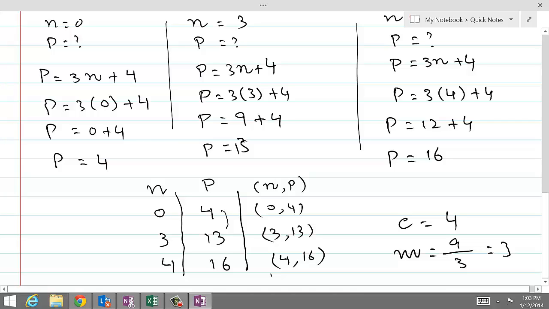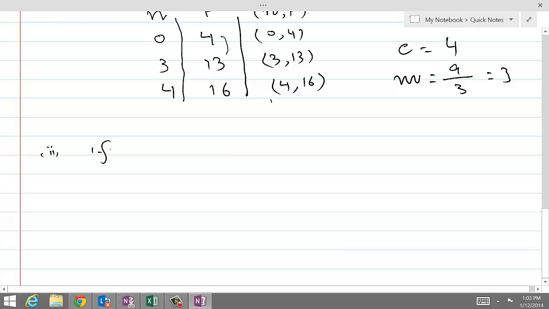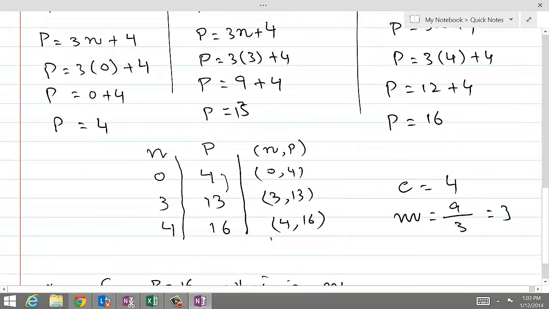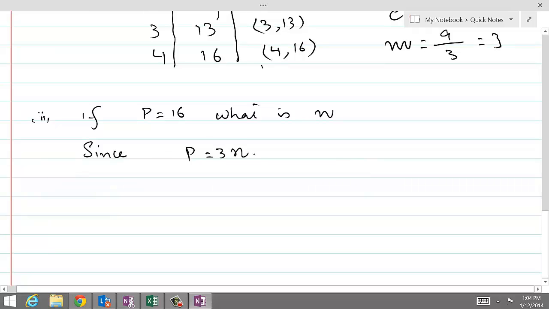Now, there is one question that is still required of us: if p is equal to 16, what is n? So one more question, if p is equal to 16, what is n? What was the equation? p is equal to 3n plus 4.